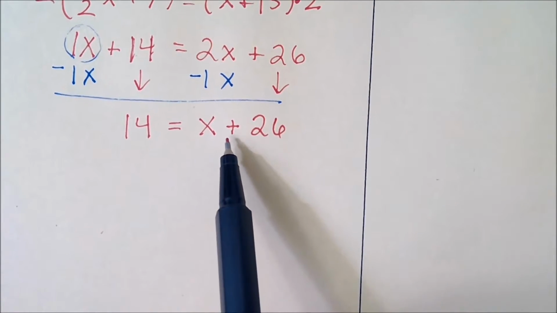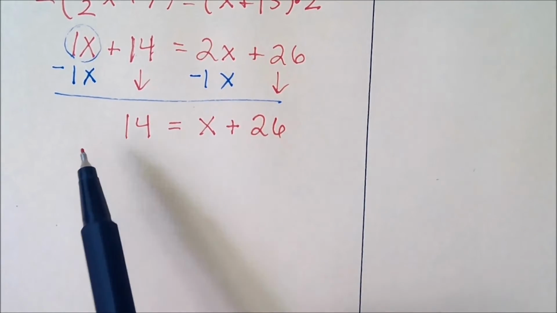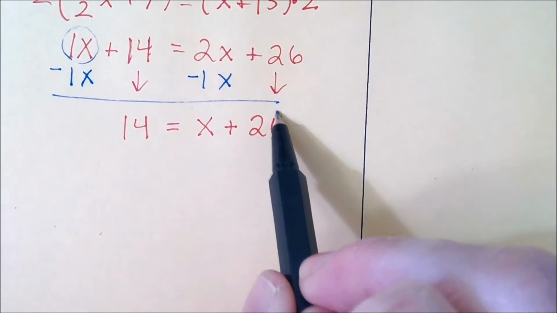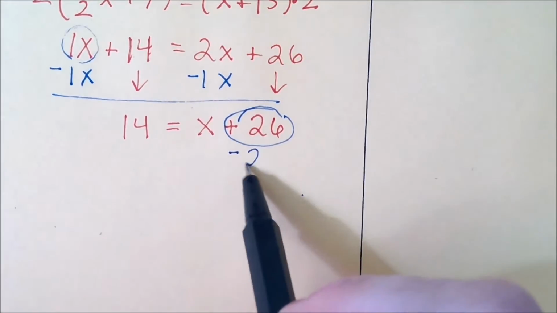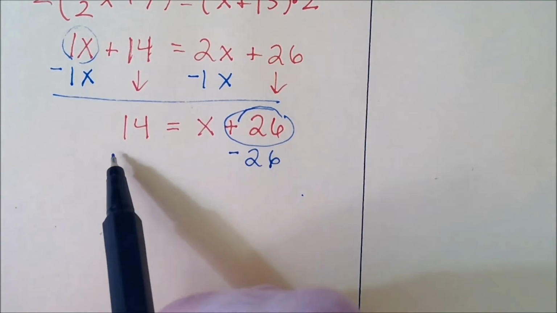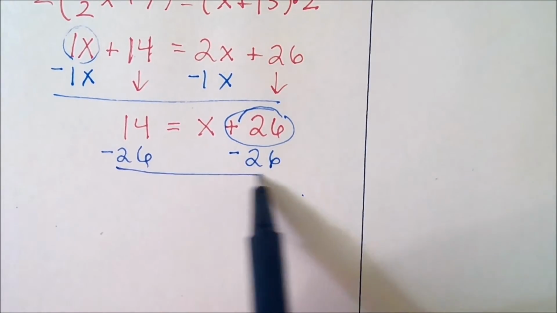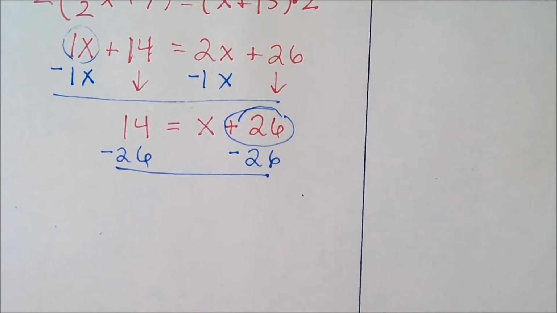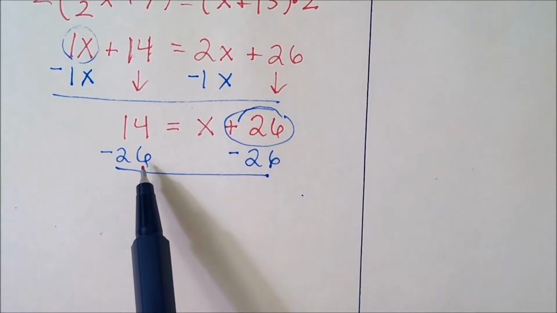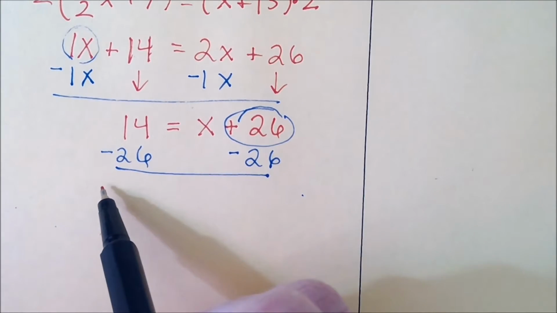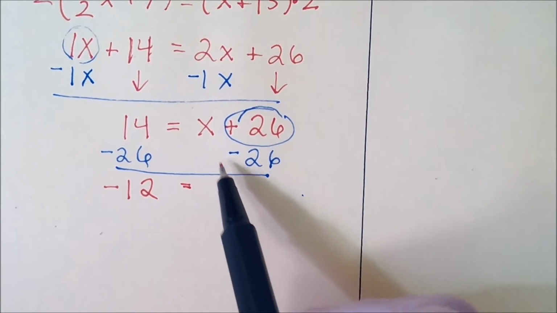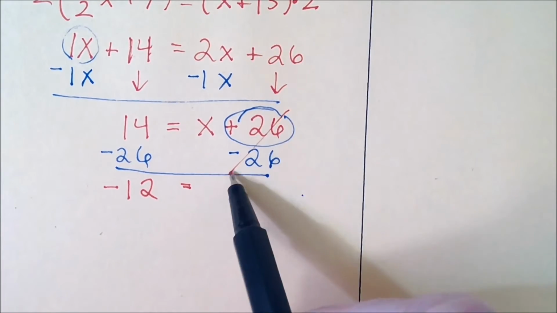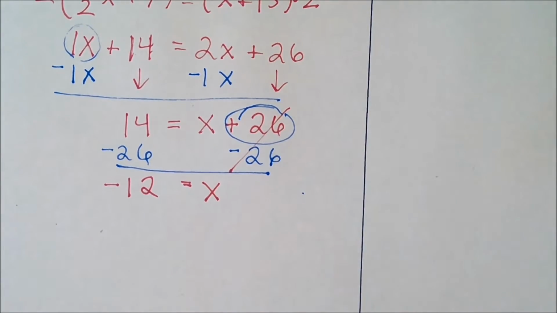So now I have my variables on the right. I need to get my constants to the left. So if I have 26 positives, I'm going to combine it with 26 negatives. Positive 14, negative 26 is negative 12. On the right side, my 26's cancel, and I get x equals negative 12.